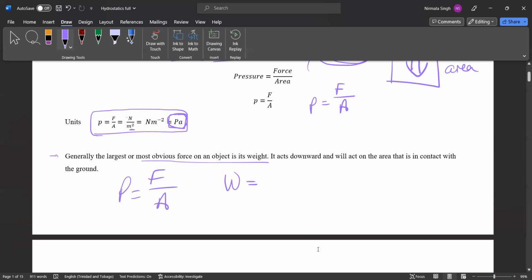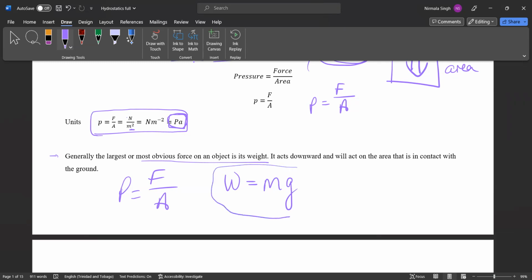Let's see. Nope, not mass over volume. It's mass by something. You're kind of close. By gravity. Mass by the acceleration due to gravity. Right? So weight is equal to mass by gravity. This is something you should always remember.